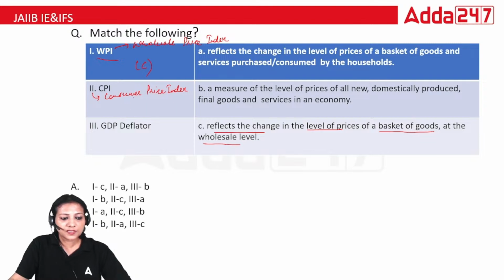CPI depends on the consumer price index, so it reflects the change in the level of prices of a basket of goods and services purchased and consumed by the households. So this matches with A. And GDP deflator is a measure of the level of prices of all new domestically produced final goods and services in an economy. So this goes with B. So the right answer will be 1C, 2A and 3B. So A is the right answer.